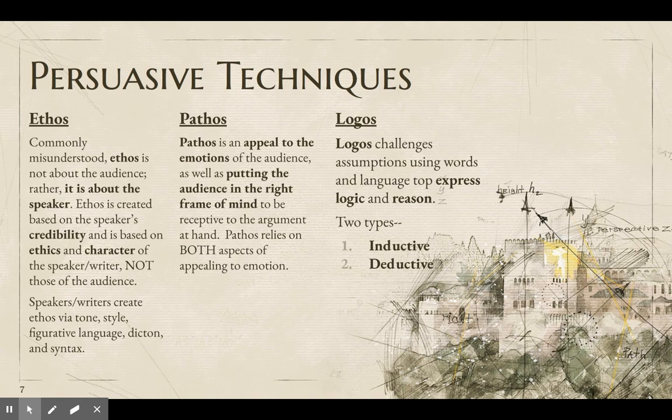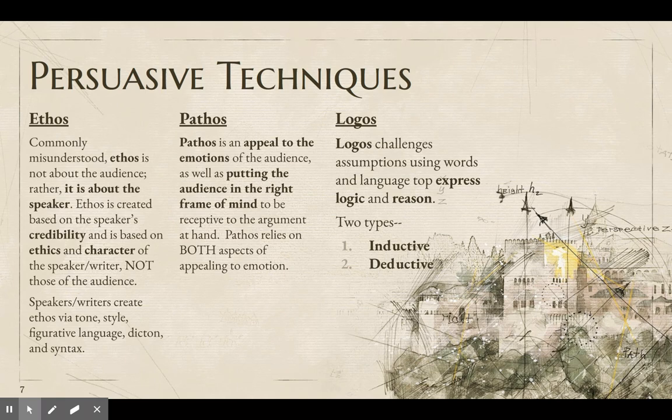So logos, we all know, is about logic and reason, and it challenges assumptions using logic and reason. So there's two types of this type of persuasive technique: inductive and deductive. So inductive reasoning is when you argue by example. This is like what we do in writing. We present a thesis and then we give you examples to support that conclusion.